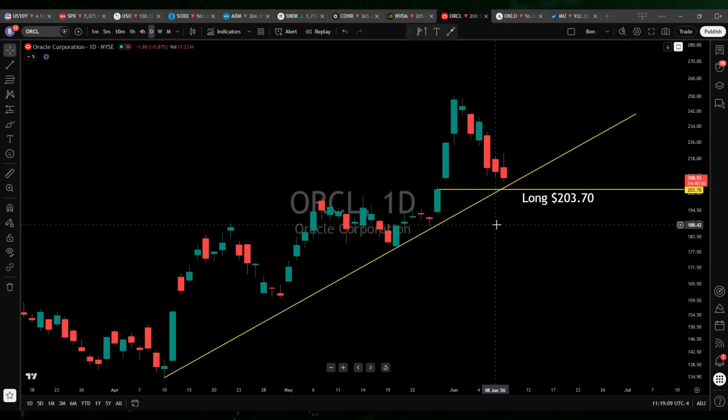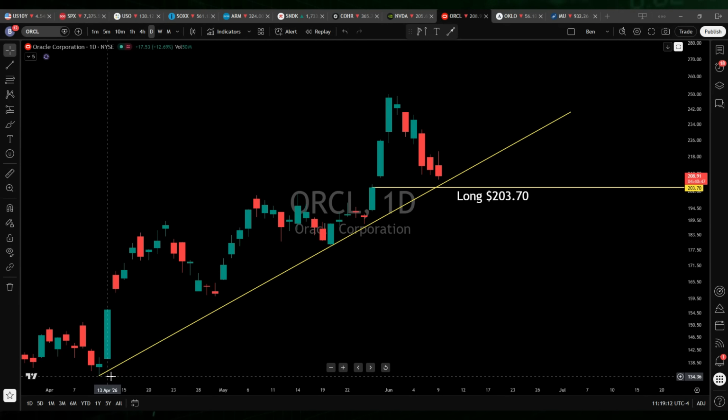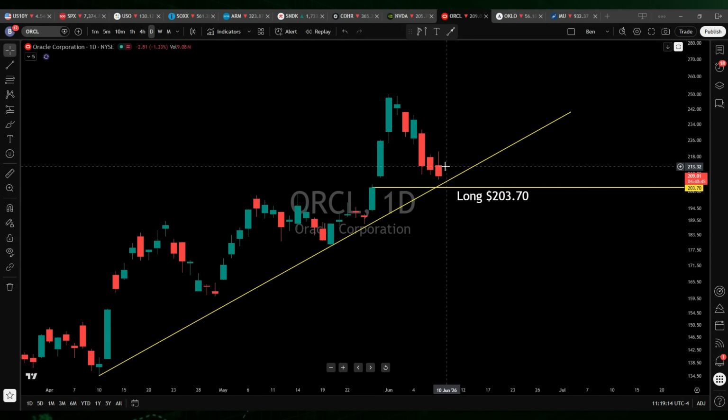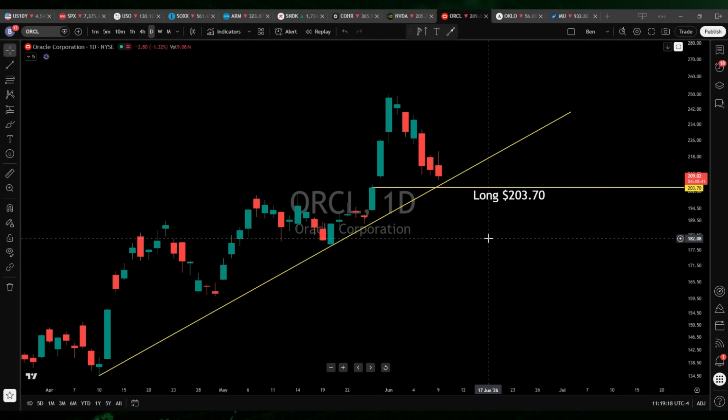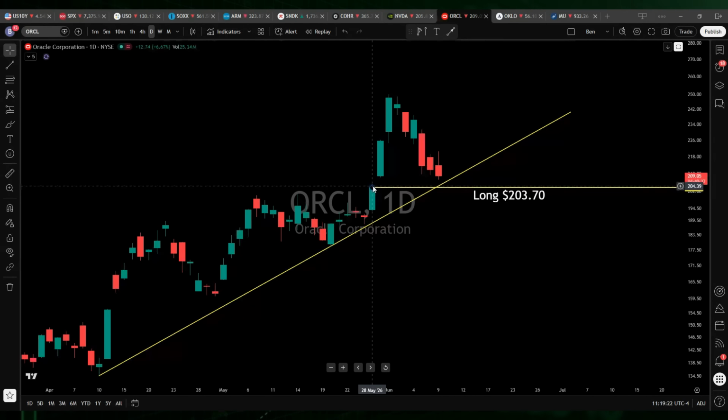Oracle's having a nice drawdown today as well. So here's a pivot low, secondary pivot. Here would be the third hit of this upsloping trend line, $203.70. And it's also a gap in the charts. So if we can drop into this level, not only would I play this for a day trade, but this is also setting up for a great swing trade level.